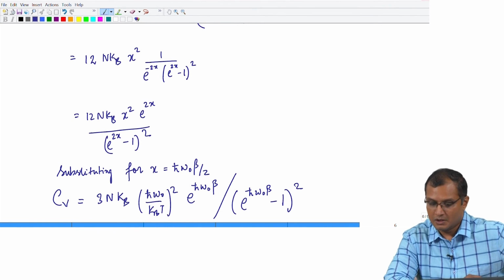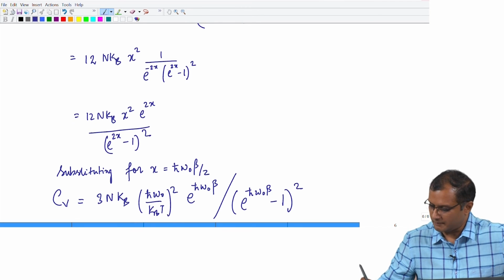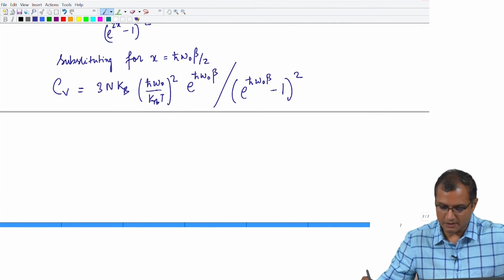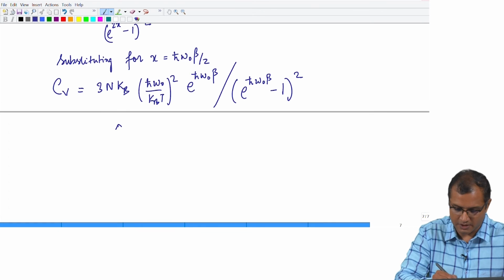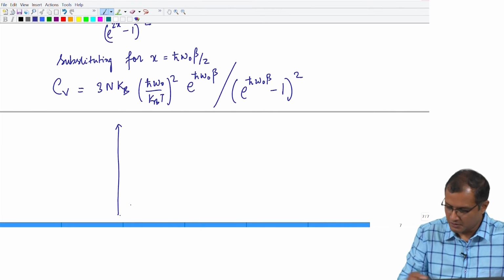Fine. So, this tells you something about heat capacity, and that is a very important message here. So, if you try to sketch the heat capacity, you know what is going on.